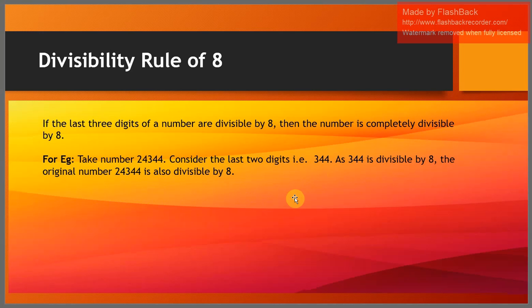Now, divisibility rule of 8. If the last 3 digits of a number are divisible by 8, then the number is completely divisible by 8. For example, take number 24344. Consider the last 3 digits, that is 344, as 344 is divisible by 8. The original number 24344 is also divisible by 8.